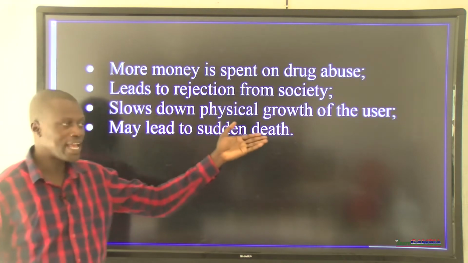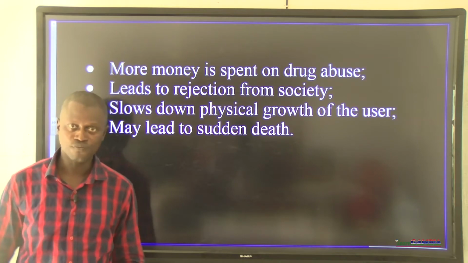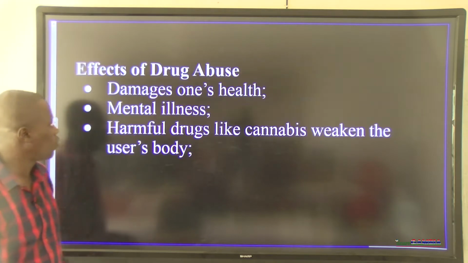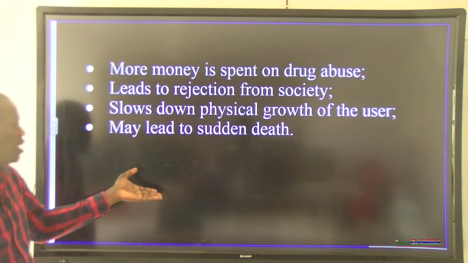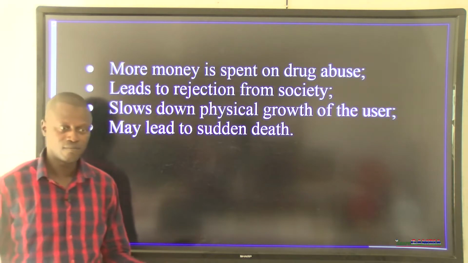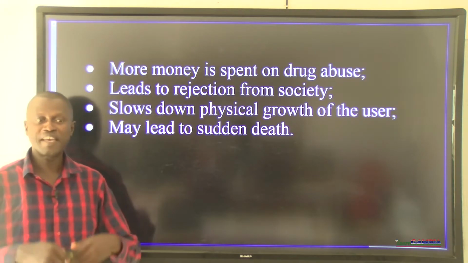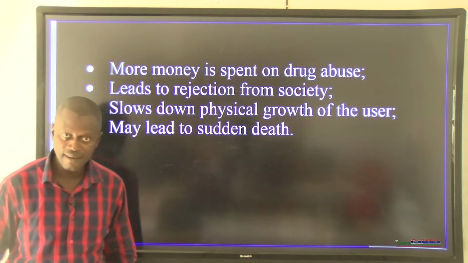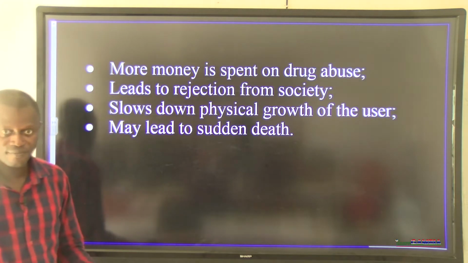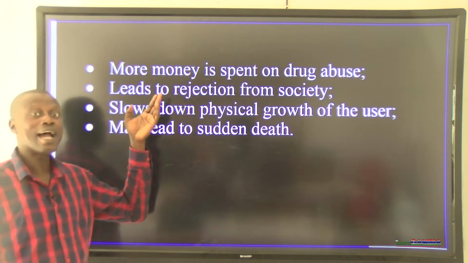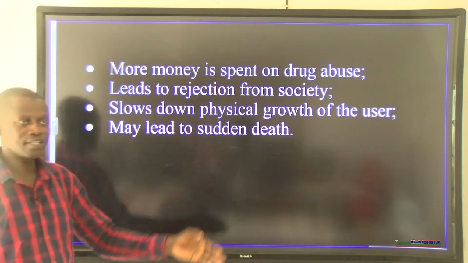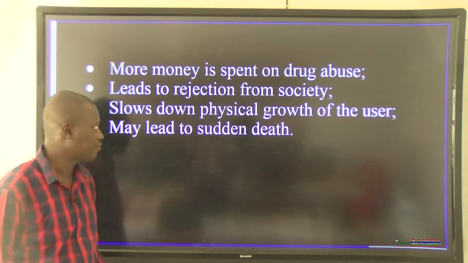It may lead to sudden death. This is also true. In other words, drug abuse may lead to sudden death, be it smoking, use of heroin, use of cocaine, use of smack, petroleum, or even the harmless ones. So long as they are abused, the end result is always what? Death at the end.